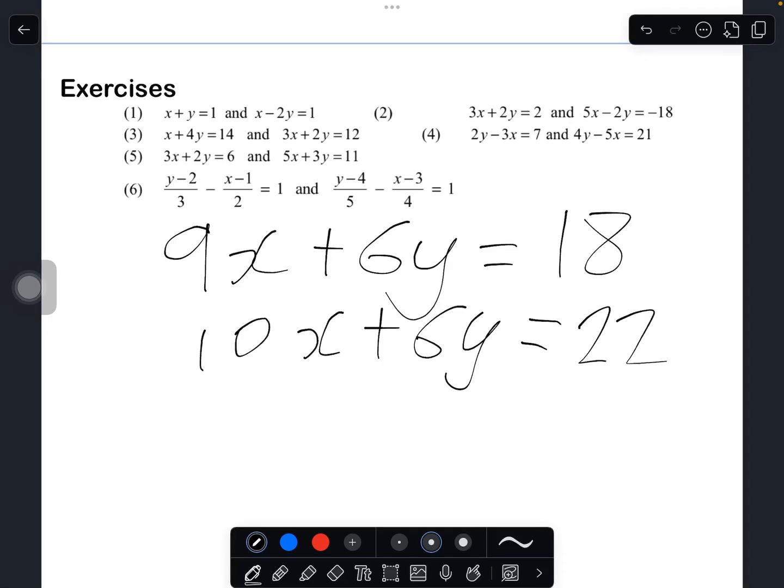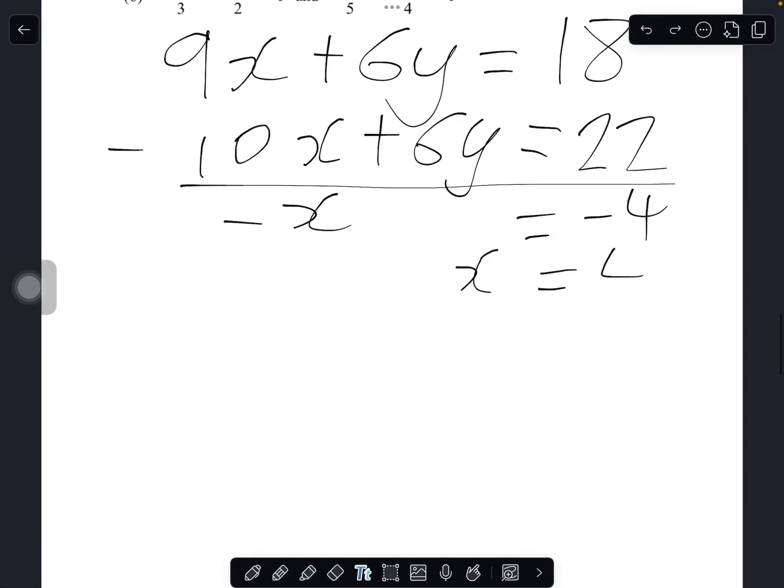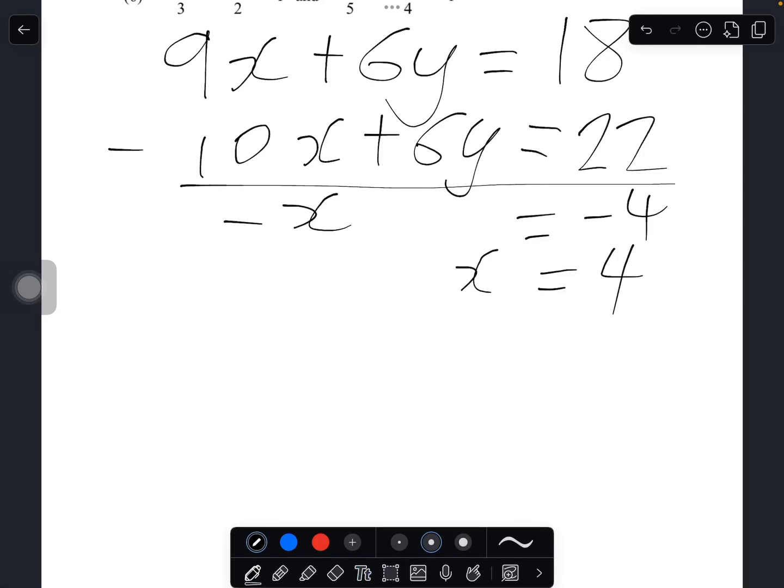I can now subtract these, and that will leave me with negative x. These cancel out, equals -4, and then I'll get x equals 4. Now that we know that x equals 4, we can then substitute this x into one of our equations.